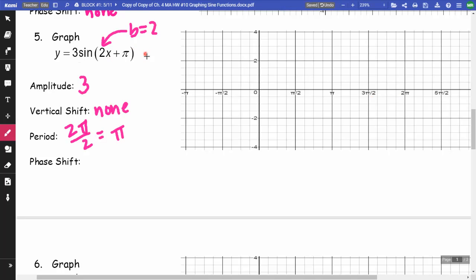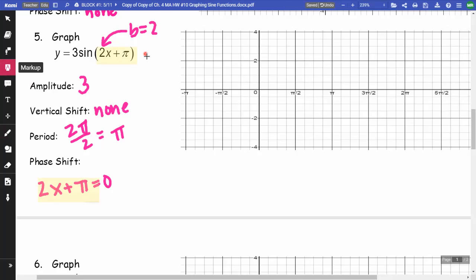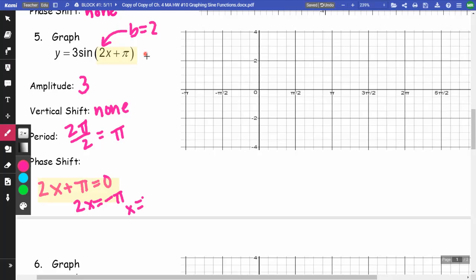And then I do have a phase shift. So for my phase shift, I want to figure out what makes this 0. What makes this 0? That is what my phase shift is going to be. And so when I work this out, I am going to subtract pi. I am going to divide by 2. So I'm going to get a negative pi over 2. Okay, so no vertical shift. So it's going to be, oops, let me grab this.